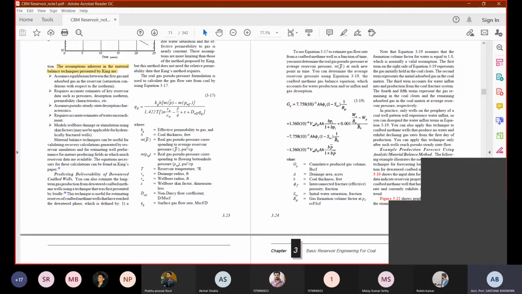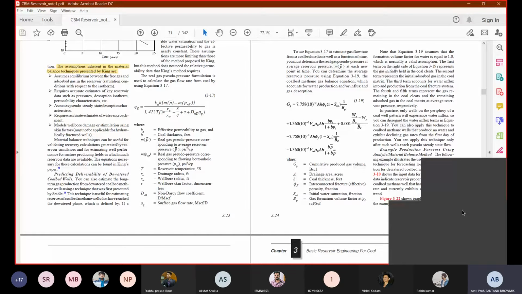In the next segment, predicting the deliverability of dewatered coal bed wells. This discussion I am going to skip now, because you have some idea about the data acquisition, the forecasting and the different methods. But this prediction I am going to skip for now, because I'll be coming back to it when I discuss some part of the simulation. So for the time being, I'm just going to skip predicting the deliverability of dewatered coal bed reservoir wells.